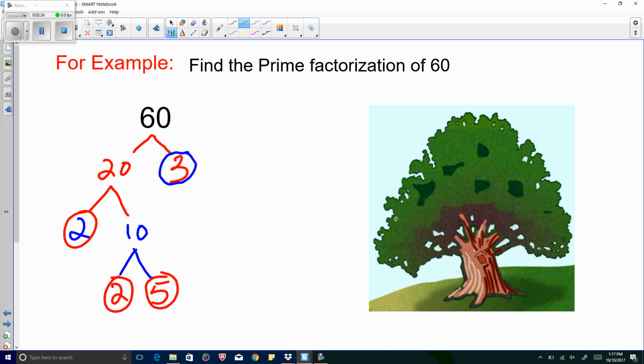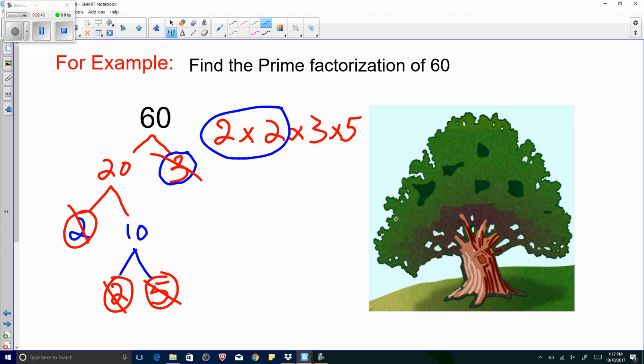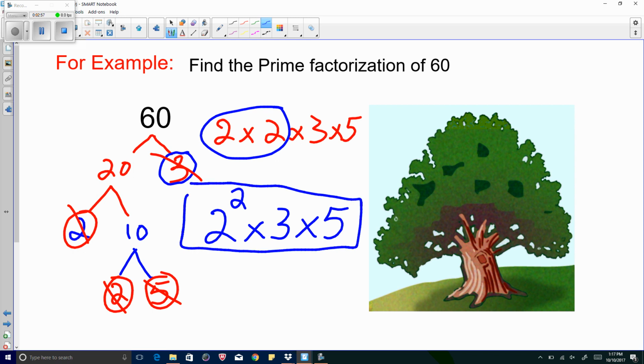Okay, now at this point we go ahead and collect just the fruit because we're all done separating our composite numbers. So we have 2 times 2 times 3 times 5. And then we can take it one step further. Since there are two 2's that we're multiplying, we can call that 2 to the second power times 3 times 5. And either one of these answers would be acceptable. This is usually the way we write it, but if you put the first one, you would be right. So that's the prime factorization of 60.